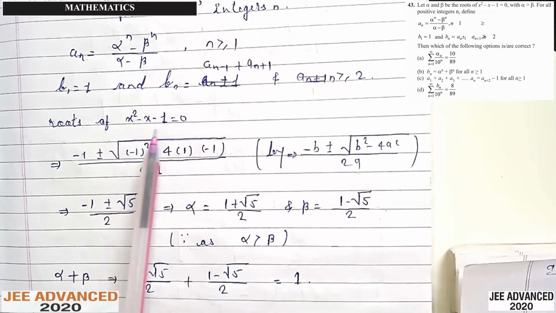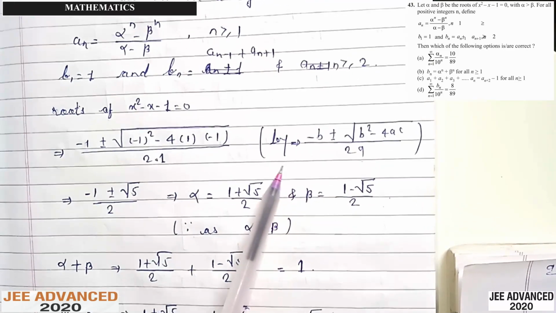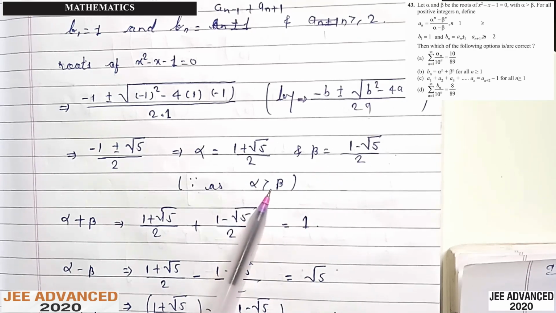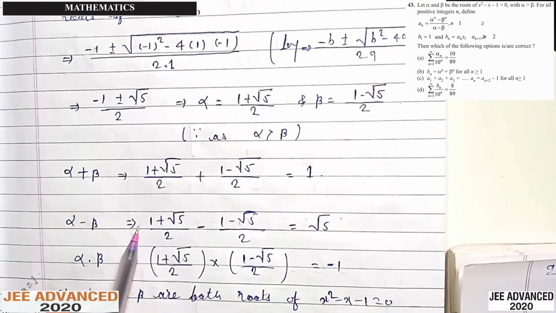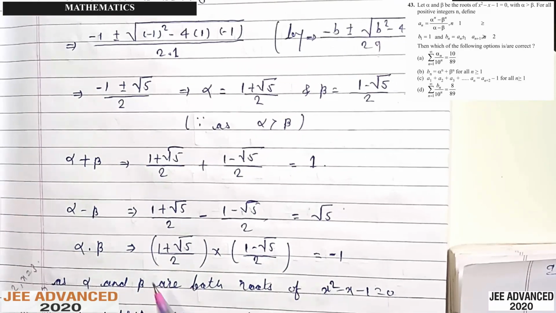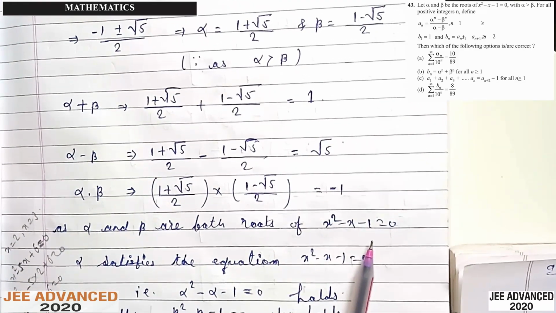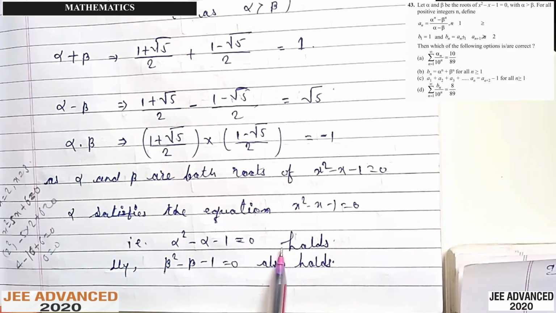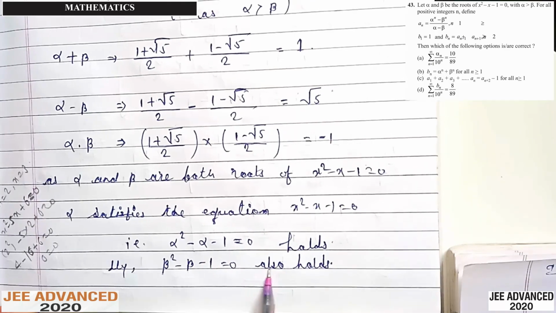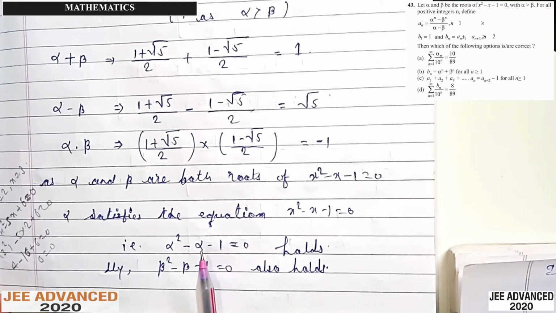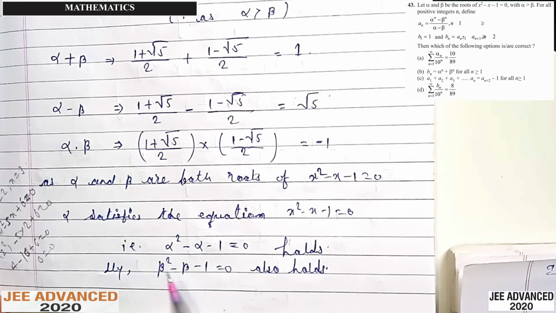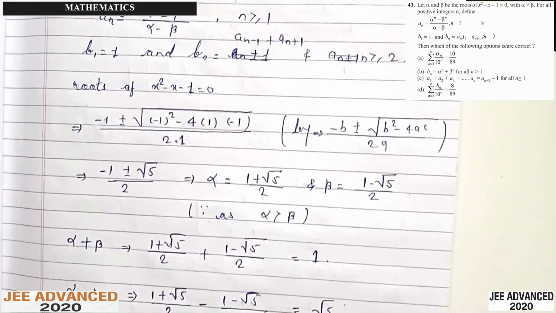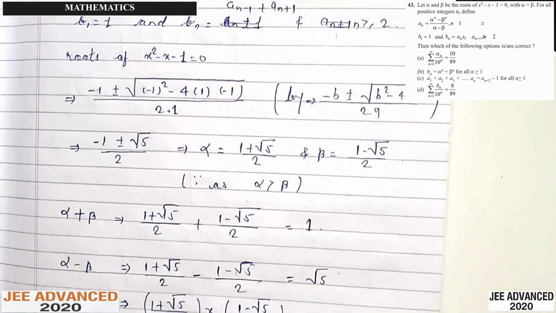Here I found the roots by the standard result. So I consider alpha is (1 + √5)/2 and beta is (1 − √5)/2, as alpha is greater than beta. So alpha plus beta here, alpha minus beta here, alpha into beta here. If alpha and beta are the roots of x² − x − 1, we can write alpha² − alpha − 1 = 0 holds, and beta² − beta − 1 = 0 holds. I already explained this in the previous part of my solution, so I hope you all have understood. All these things are given in our question, and we needed them to solve our options.